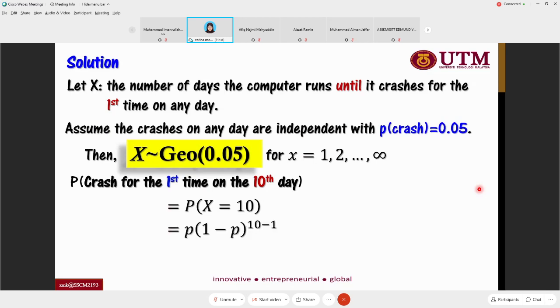So the probability, if you use the probability function just now, this P is actually P on the 10th day, whereas for the other 9 days, you have (1 minus P) to the power of 9. So what is your answer if you replace P with 0.05? Can you write down your answer, please, in the chat room?